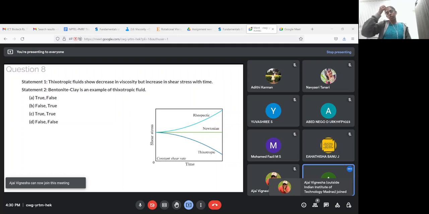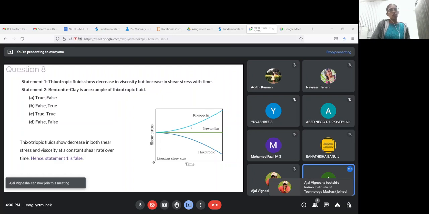Bentonite clay is actually a rheopectic fluid. If you give a constant shear rate to a bentonite clay mixture, it will start to harden, or it becomes much more resistant to flow. So bentonite clay over time actually becomes highly viscous and it is a rheopectic fluid. So both the statements are false here. So the correct answer to this question is option D.